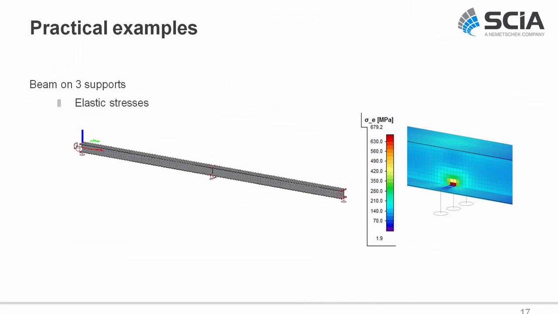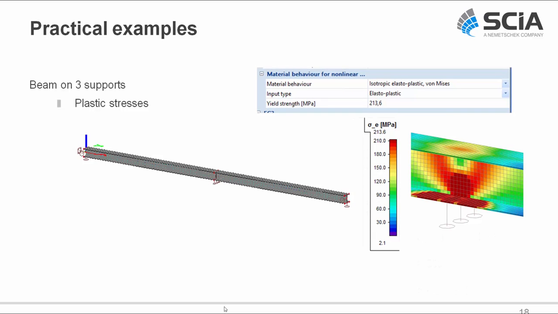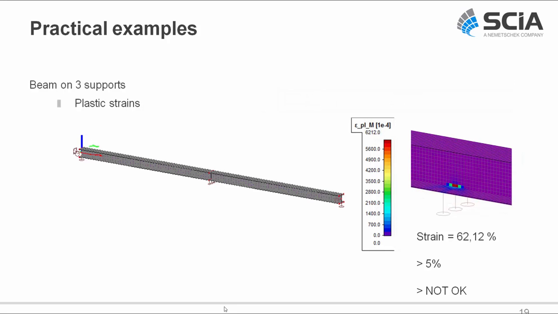This is also mentioned in 3 slides in this PowerPoint. So first of all, elastic stress, as you can see in the midsection, is let's say 680 megapascal. Plastic stress during the nonlinear calculation is of course reduced to a maximum value of 213.6. Again, keep in mind, this is just to show you the principle Fy divided by gamma M0, which is in this example equal to 1.1. And this results in a plastic strain which is really too high, 62%, which is much higher than the 5% limiting value in the code, so this is not okay.